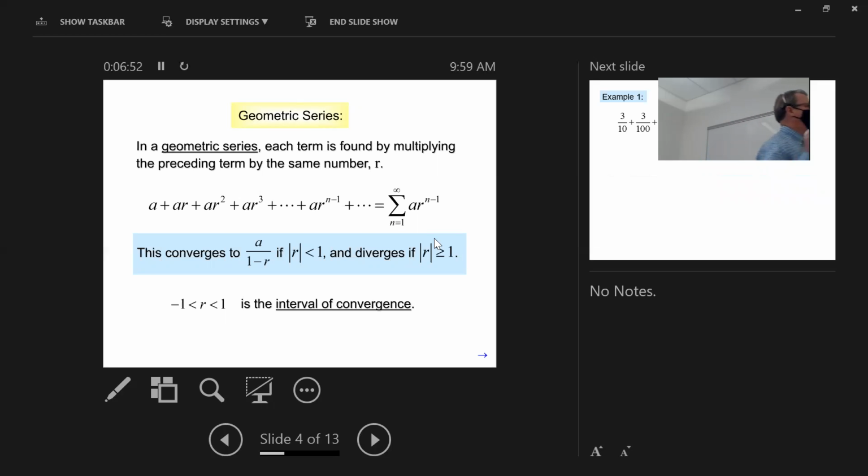Now, the absolute value of R is less than 1. We know how to do this. Get rid of the absolute value symbol. So that means it goes from -1 to 1. Open interval. Parentheses, not brackets. That's the interval of convergence. Meaning what? We could have multiplied by a -1/3 in that question that you started with, and it would converge. Because -1/3 is between -1 and 1, exclusive of the endpoints.